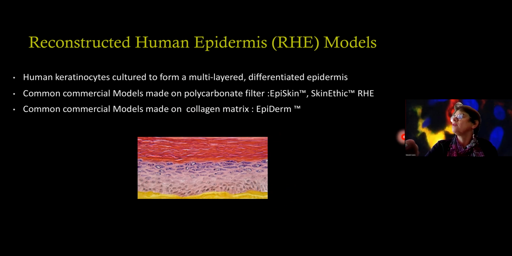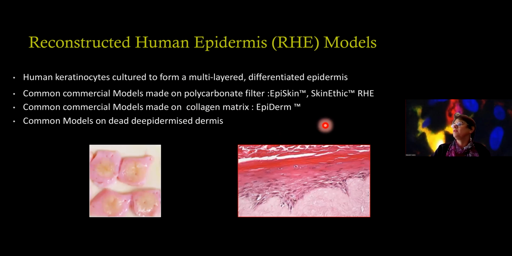And there is another model, which is not commercial, but which is used by a lot of groups, which is on de-epidermized dermis. De-epidermized dermis is a support, a skin where the epidermis was removed and the fibroblasts were killed by freezing and thawing. But the importance in this model is that the dermoepidermal junction is maintained on your support. So it easily induces attachment of keratinocytes on it and allows a really nice differentiation of the keratinocytes.